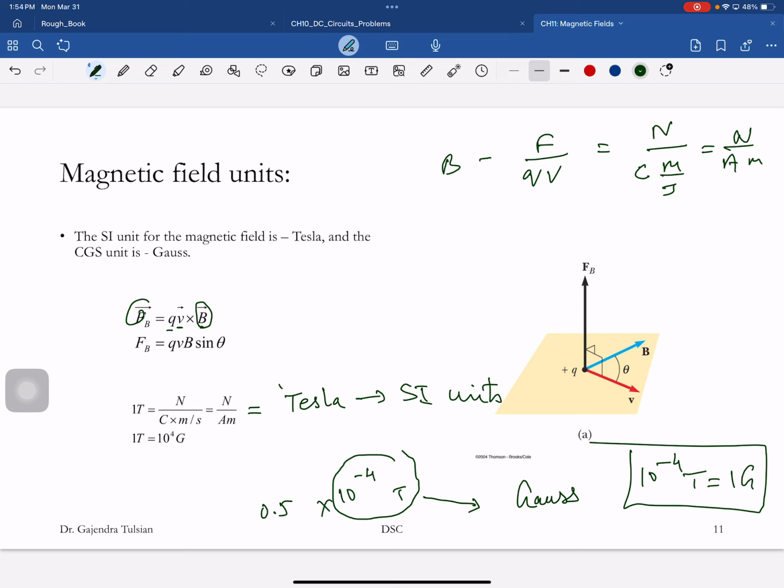1 Coulomb of charge is a large charge. Do you remember how much charge a thundercloud has? That's electric field, you remember. A large thundercloud has about 10 coulombs of charge. A coulomb of charge is very large.